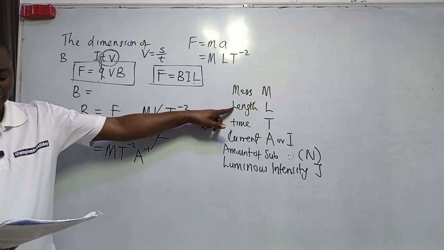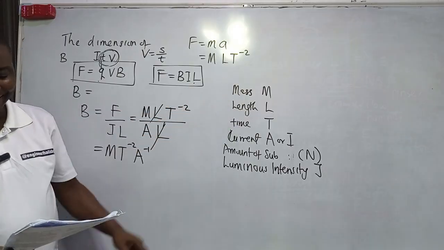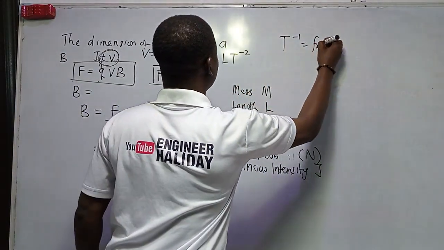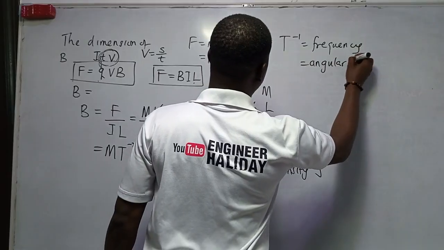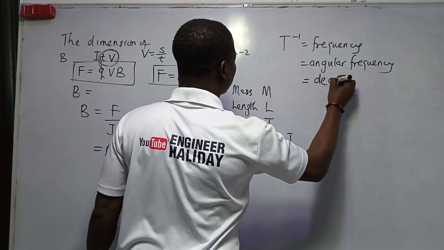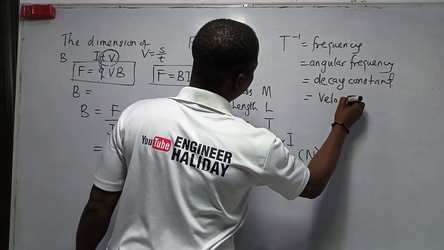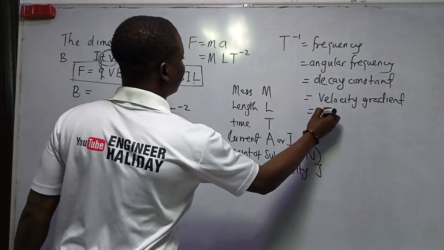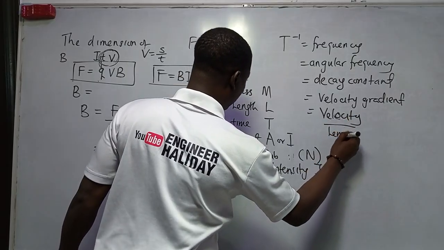L is the dimension for length. C says M, and M is the dimension for mass. Then T raised to power minus 1 is the dimension for frequency, not only frequency, also angular frequency. Not only that, it's also the dimension for decay constant. We can also say velocity gradient. Don't forget, velocity gradient is velocity over length. Anytime they talk about gradient in physics, it has to do with over length.